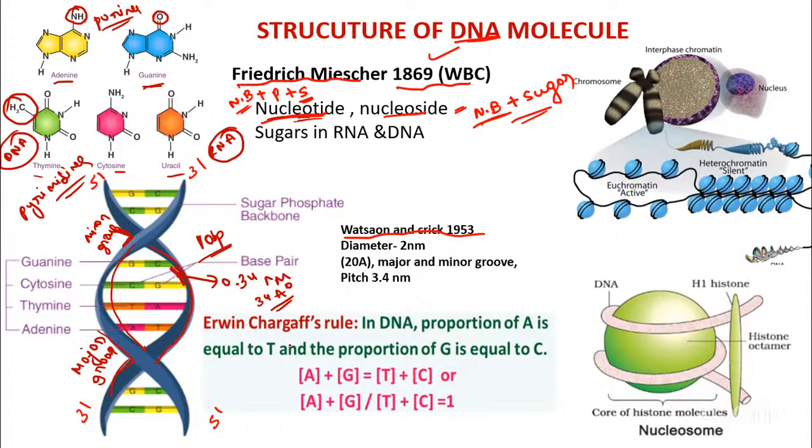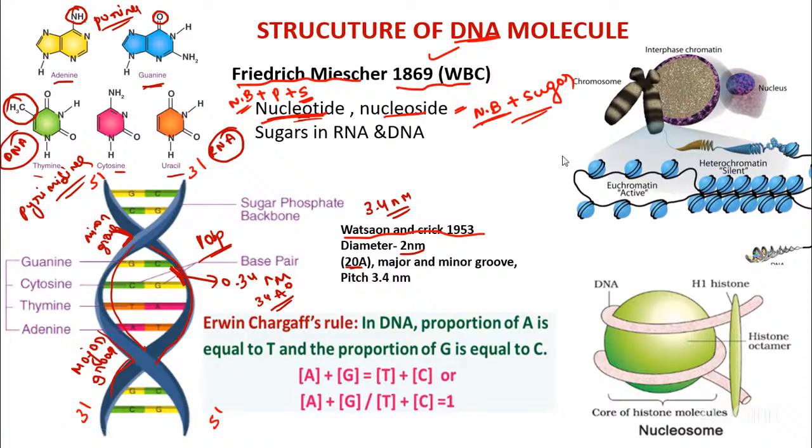Then coming to the diameter of the DNA, the thickness is 2 nanometer. If it is given in angstrom, that is 20 angstrom. Okay, kindly remember this. And the pitch of the DNA, if they are asking about the pitch of the DNA, is 3.4 nanometer. Okay, kindly remember this.